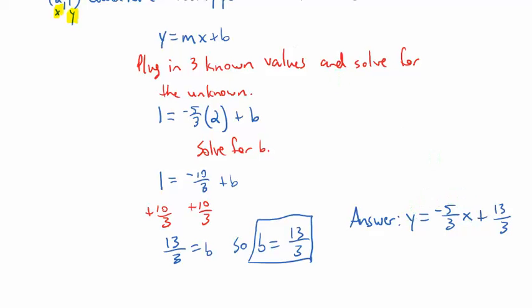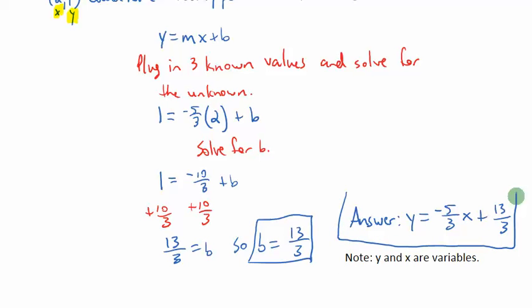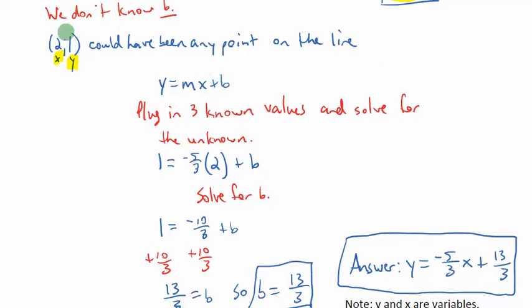Notice that y and x are the variables, okay? They can change. M and b are the numbers, the constants that we had to figure out. So this is our final answer. You don't actually plug in values for y and x in your final answer because there are lots of different y's and x's you could plug in. It just happened that this (2, 1) was a point that was given to us that we could use.